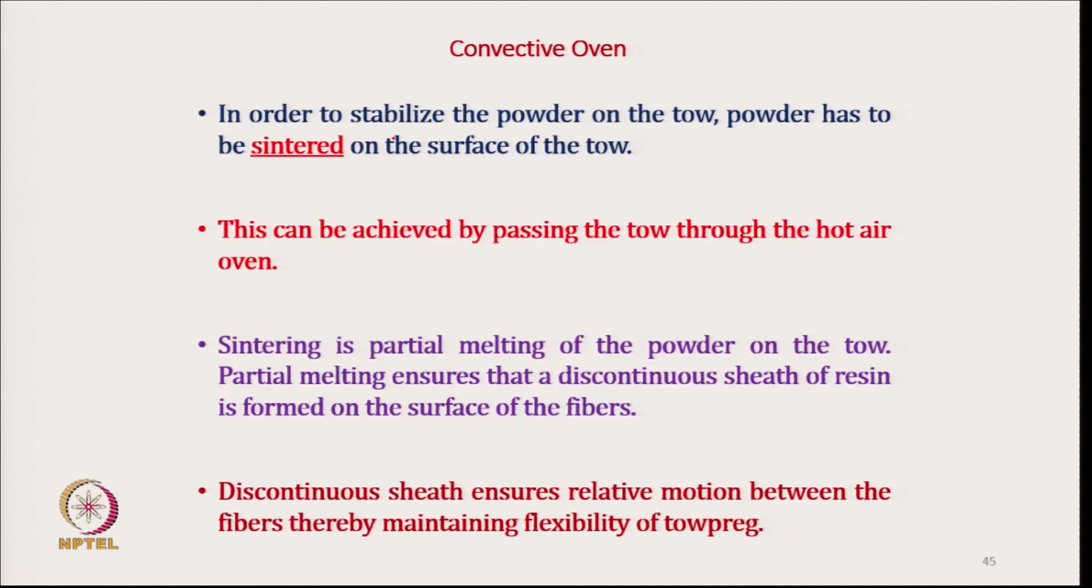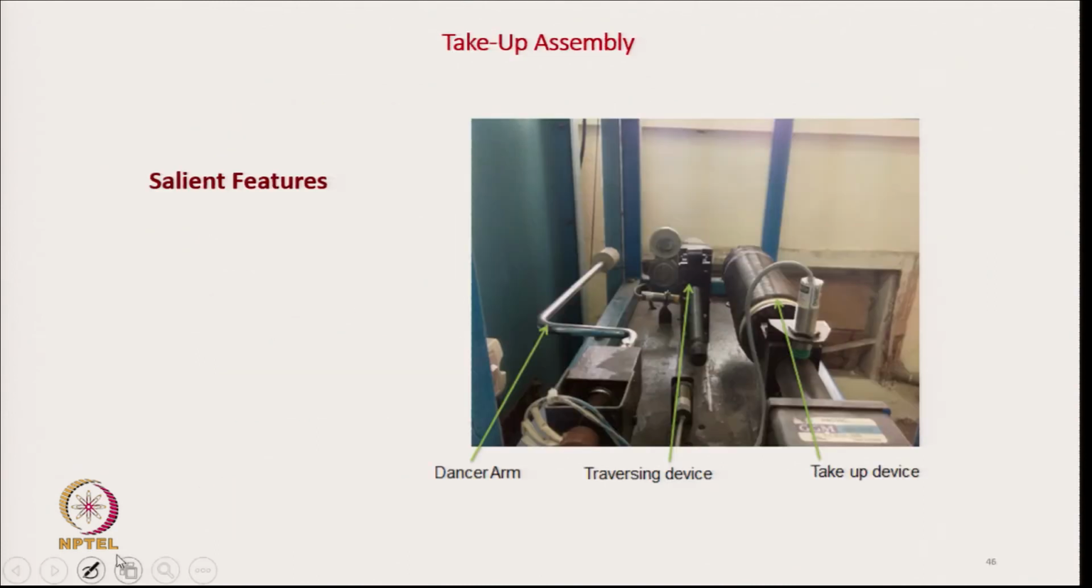So, in order to stabilize the powder on the toe, the powder has to be sintered. This can be achieved by passing through the hot oven, where partial melting of the powder takes place, and partial melting is important. The last component of this setup is the take up assembly, which consists of a dancer arm, traversing device and take up device.